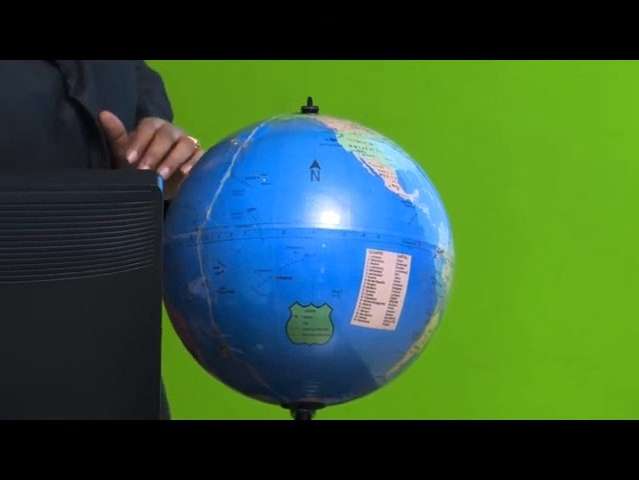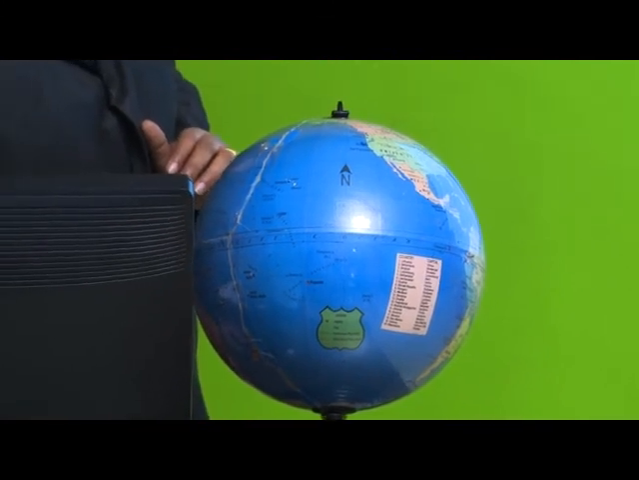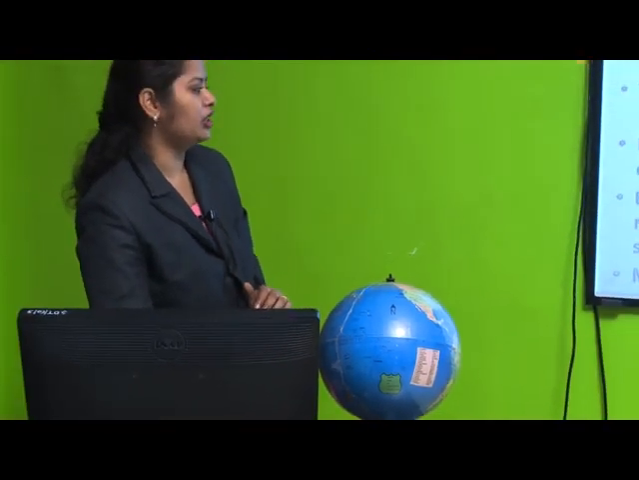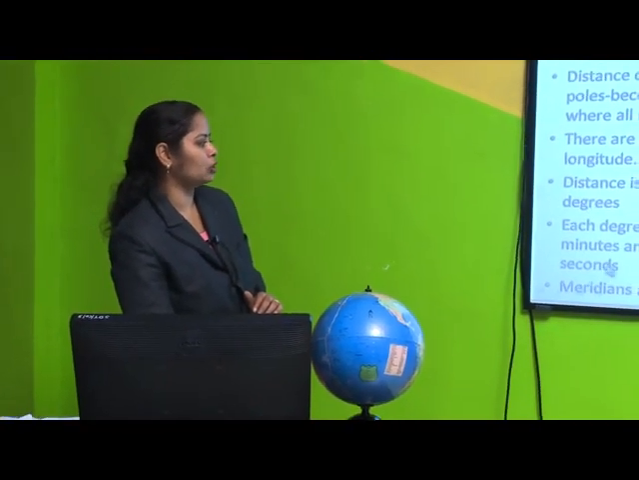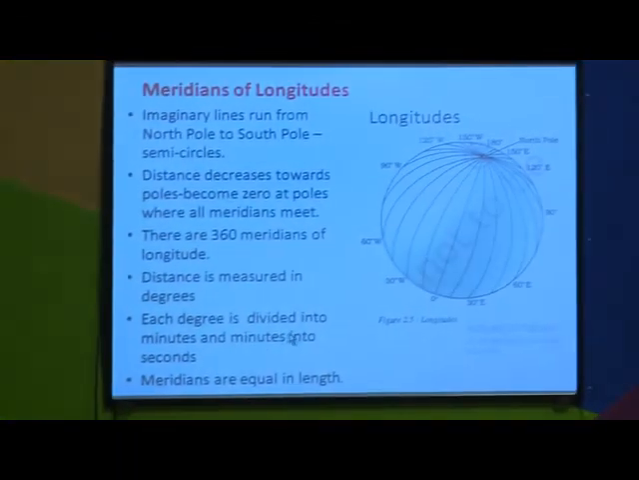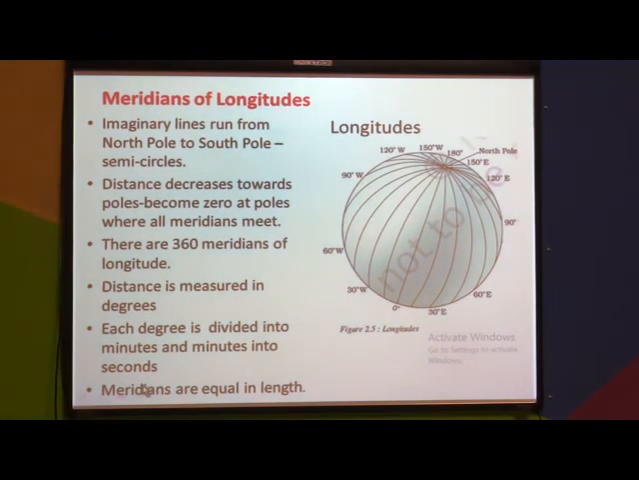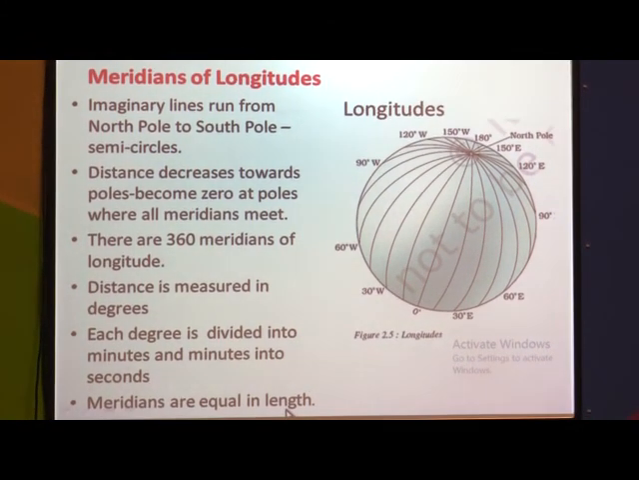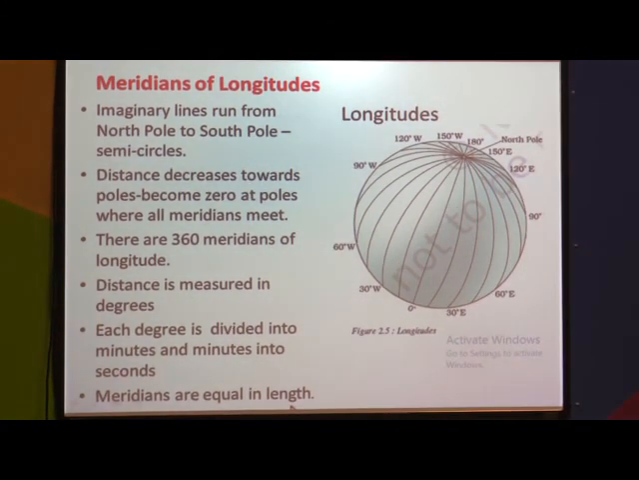So there are total 360 meridians of longitude. The distance is measured in degrees. Each degree is further divided into minutes, and each minute is divided into seconds, and these are equal in length. Now see these measures, children.